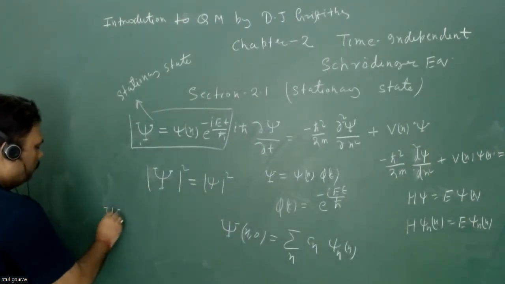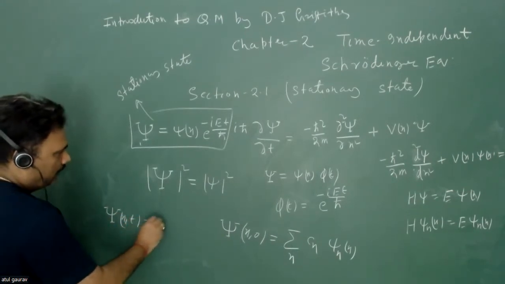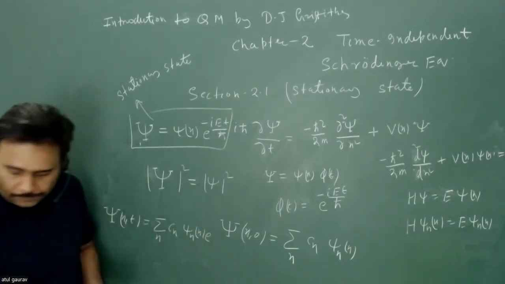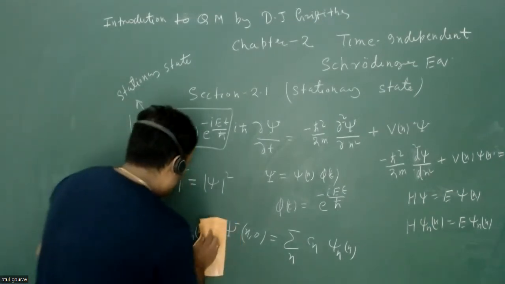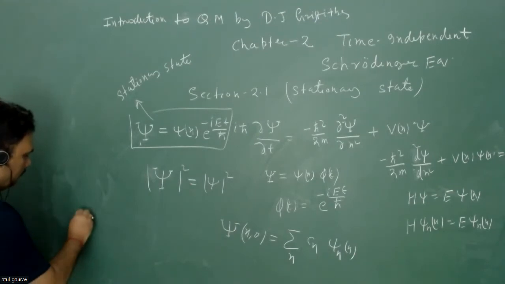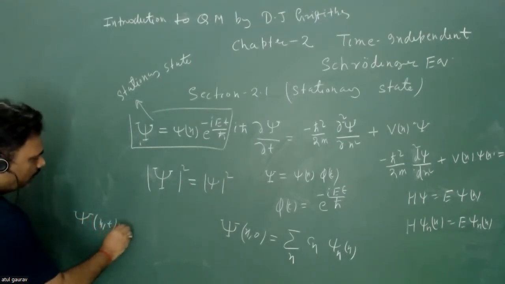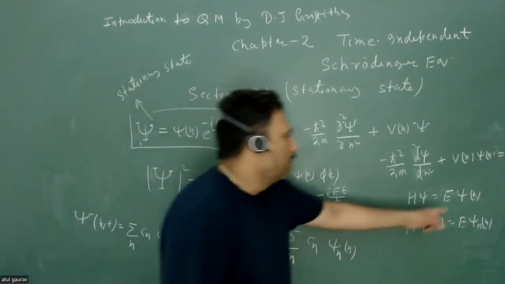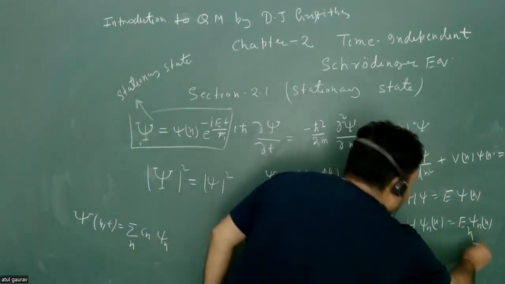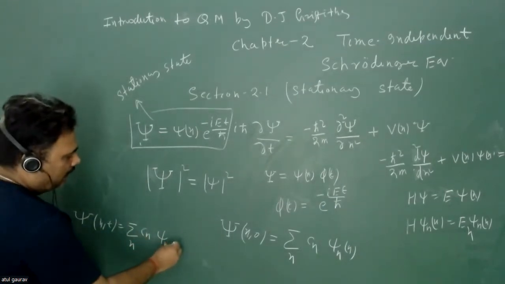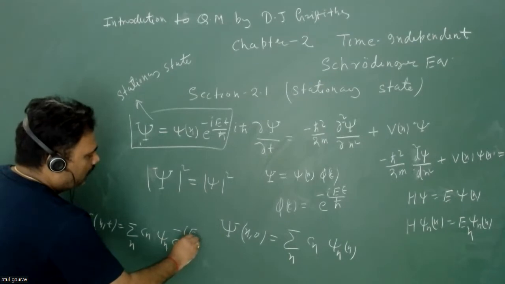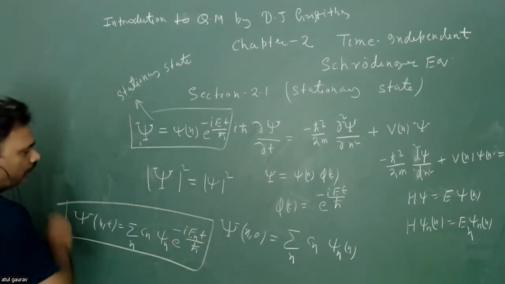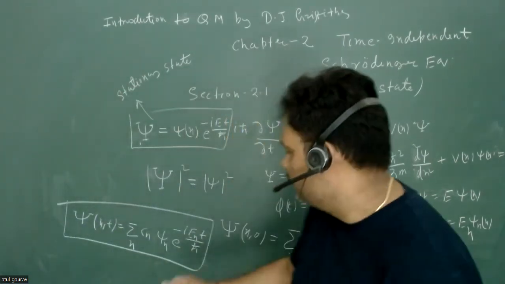So this psi x t can be written as summation over n cn psi n x e to the power... I can use this space, or I can write it here. So this psi x t can be written as summation over n cn, and psi n is the eigenstate of the Hamiltonian, so I can write En also here. So cn psi n and e to the power minus i En t upon h cut. So from here we can easily figure out how we can go for the time evolution of the state.